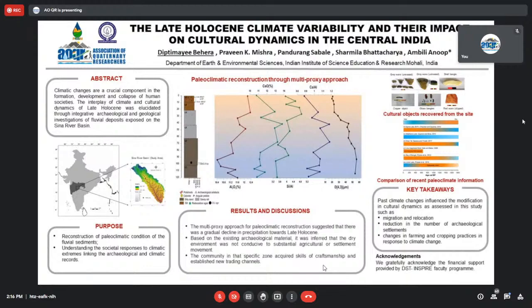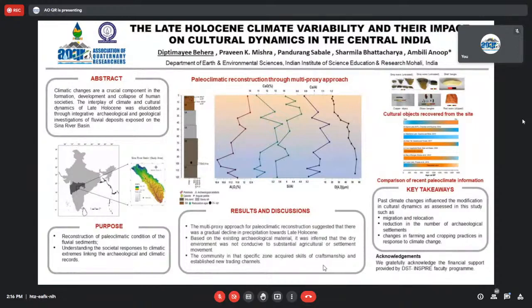Hence, high resolution C14 dating was employed to constrain the age of this litho unit, which ranged from 1.5 kiloyears to 945 years before present. The multi-proxy approach, which included grain size analysis and geochemical analysis, was employed for paleoclimatic reconstruction of the studied region.